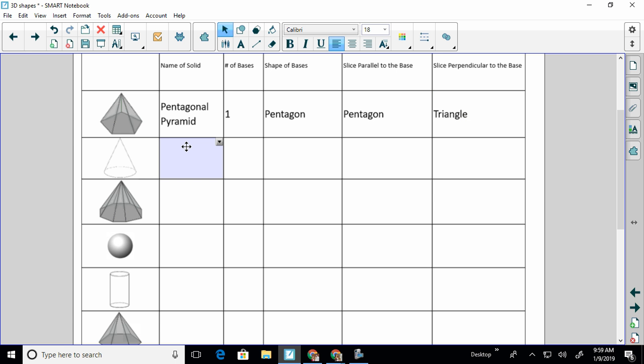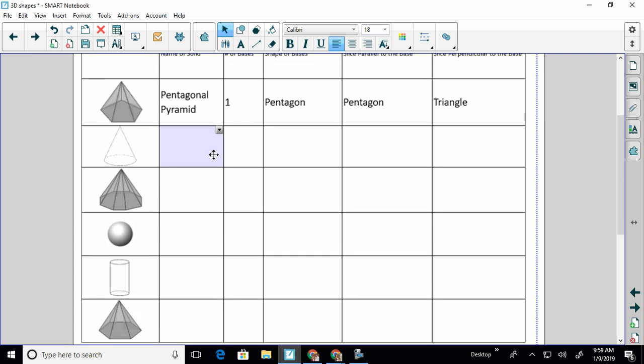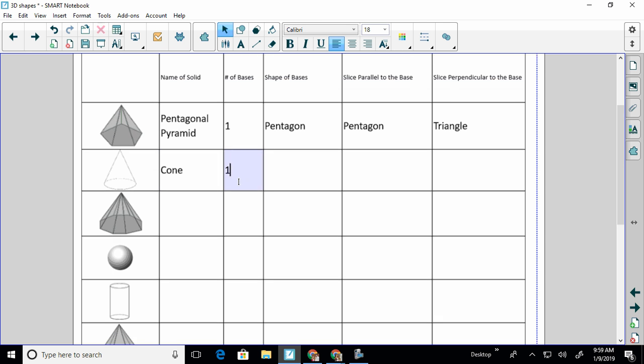Now this one is a little different. Any ones that are circular are a little bit different. So this one here is called a cone. There is one base on a cone, and that shape is a circle. If I slice parallel to that base, I'm going to make a circle. If I slice perpendicular to that base, I'm going to make a triangle.